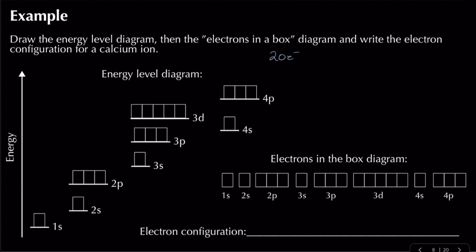Because we're dealing with a calcium ion in this case, we know we've got calcium 2+. So in that case, we're going to have 2 fewer electrons. We're not going to have 20 electrons, we're going to have 18 electrons.